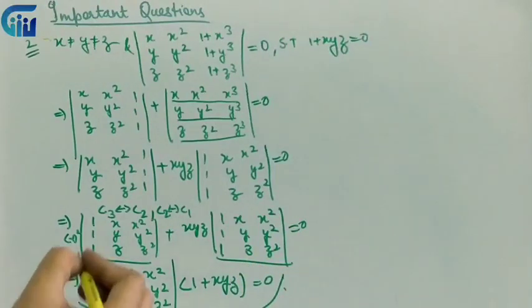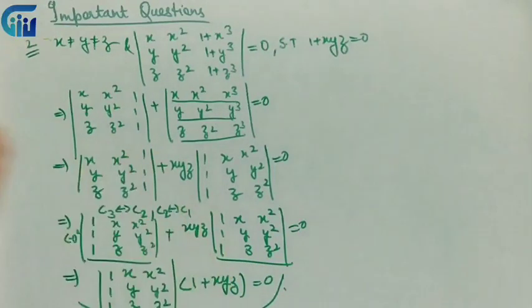Now what do we have to prove? We have to prove that 1 plus x, y, z is 0. Now what do we know? If the product of two numbers is equal to 0, either of the two numbers is 0. Over here, if I have to prove that this is 0, I have to be sure that this is not equal to 0. Remember, we have to prove that the value of this particular determinant is not equal to 0. So the whole focus is now on what? To prove that this particular determinant is not 0.